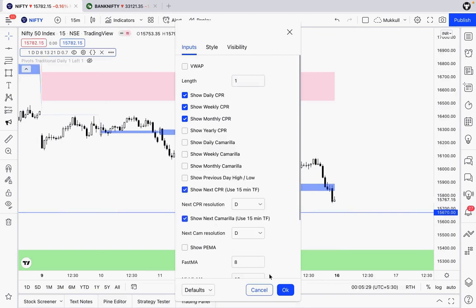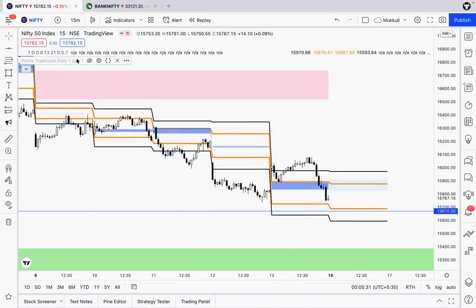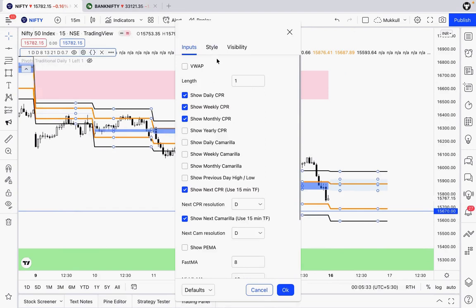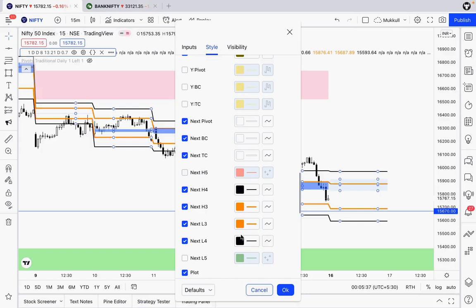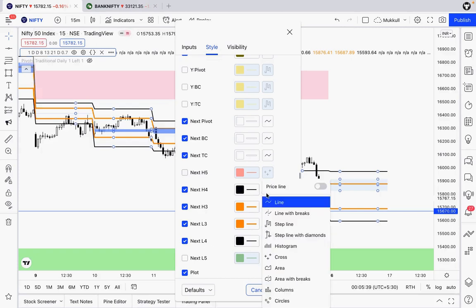Let us turn both our indicators on. Let me switch this to W, to circles.